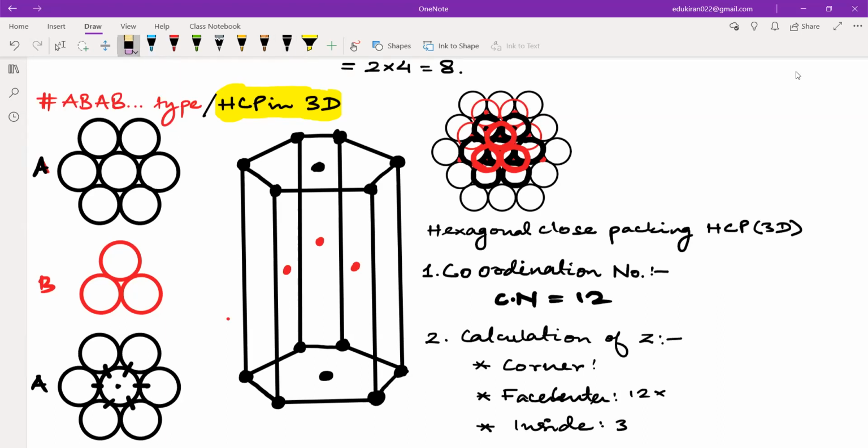एक सेकंड, ये फेस सेंटर में लिख दिया हमने, फेस सेंटर में नहीं होगा, कॉर्नर में होगा. Sorry for that. And what is the contribution? 1 by 12. ऐसे बोल दिया ना आपने, हमजा?